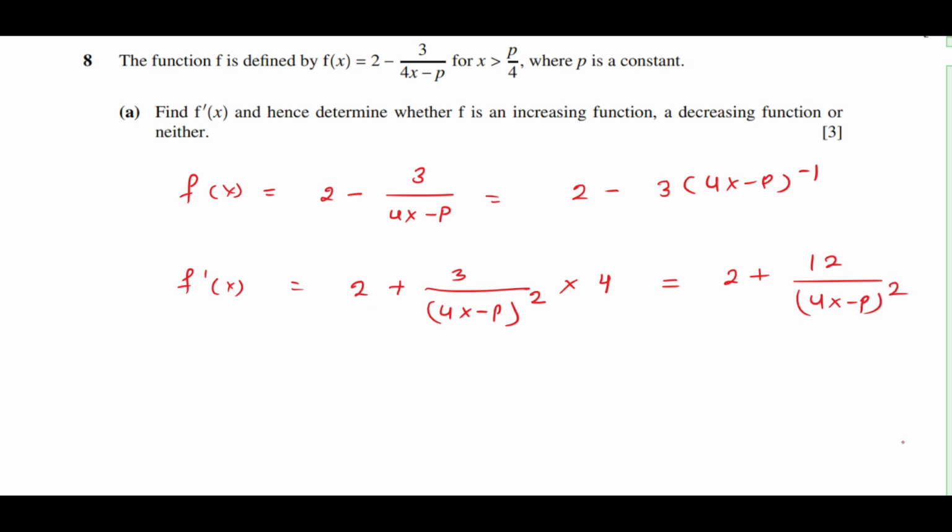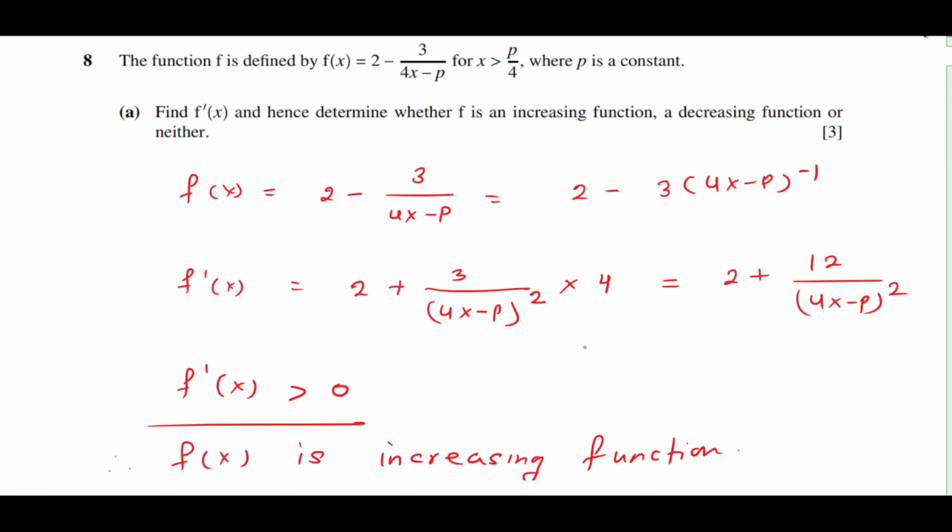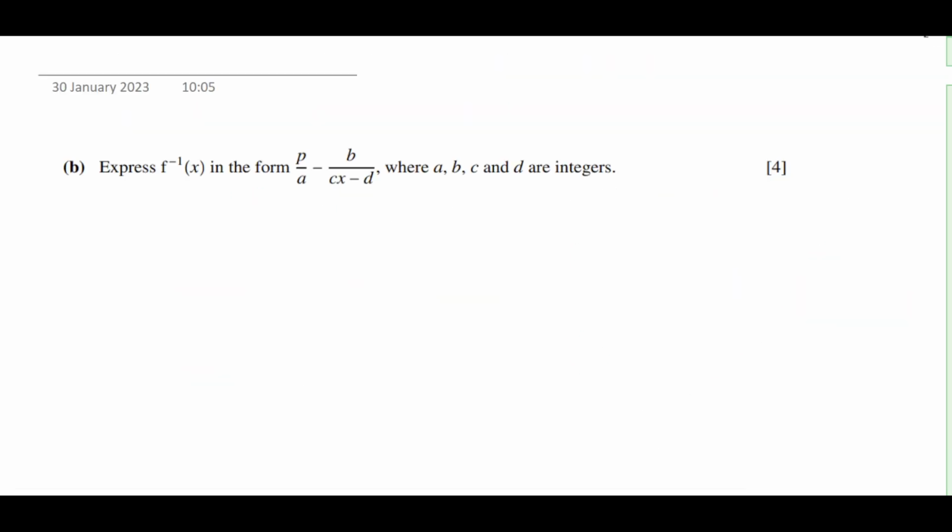So as you can see, this is 2 plus 12 divided by (4x minus p) the whole square. Now this denominator, (4x minus p) the whole square, is a square term, and hence it is always going to be positive. Plus 2 is positive, so I will say that this f dash x is always greater than 0. Therefore f(x) is an increasing function. This is the first part.